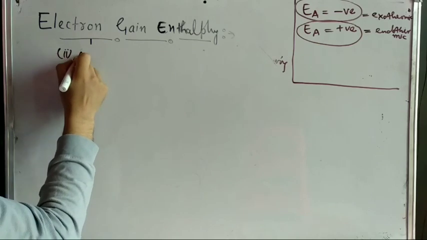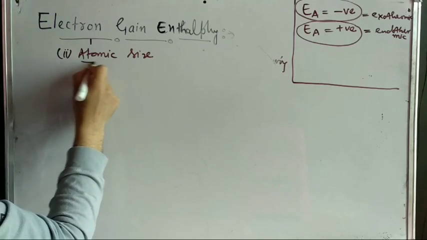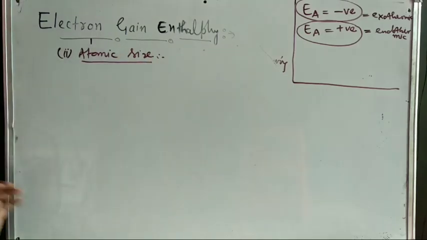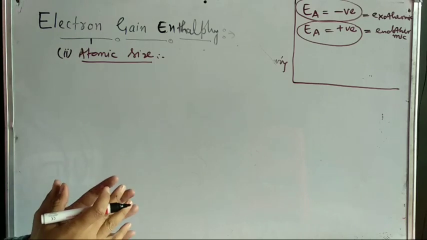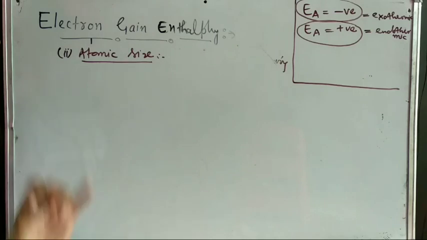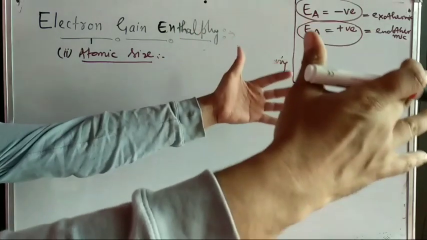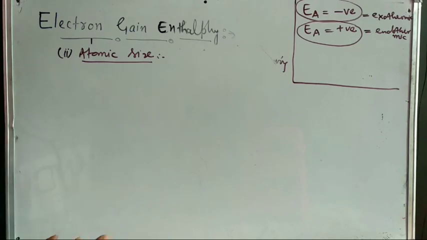Second one is atomic size. It must be noted that more the size of an atom, less will be the attraction between the nucleus and the incoming electron, because the larger the size, the lesser the nuclear force. Hence, less will be the value of electron gain enthalpy.